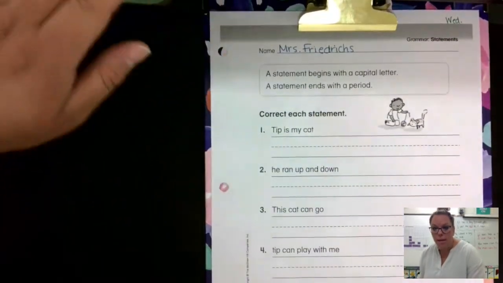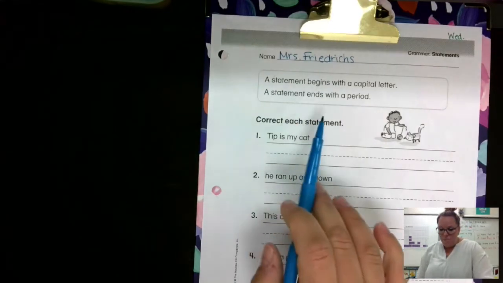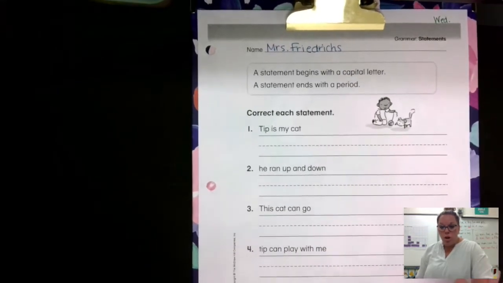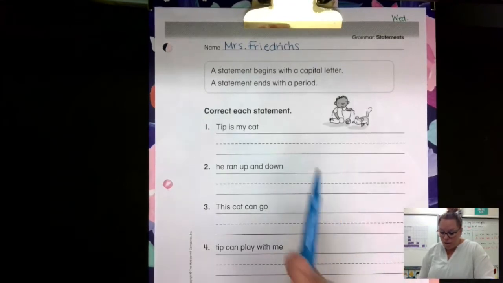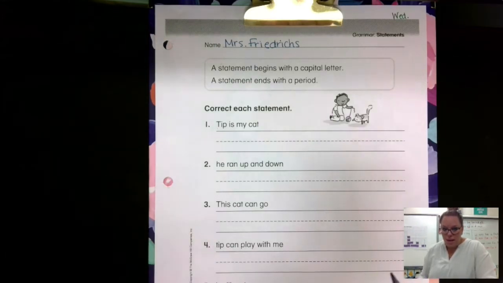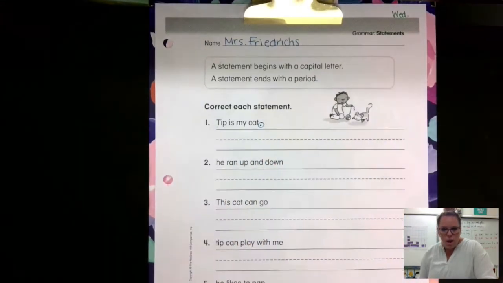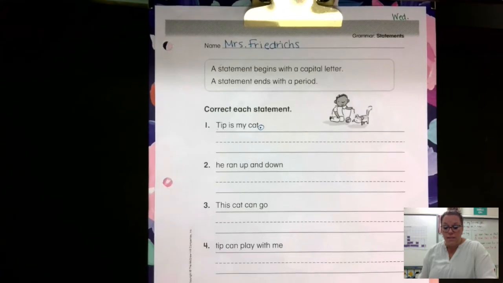And we're going to look at what it says on our paper today. It says, a statement begins with a capital letter, and a statement ends with a period. What we need to do is correct each of these statements. So we're going to look at number 1. It says, Tip is my cat. That sentence makes sense, but it's missing something, isn't it? It's missing a period at the end of our sentence. We want to put a period at the end and circle it so that you know that's the mistake that you need to fix.